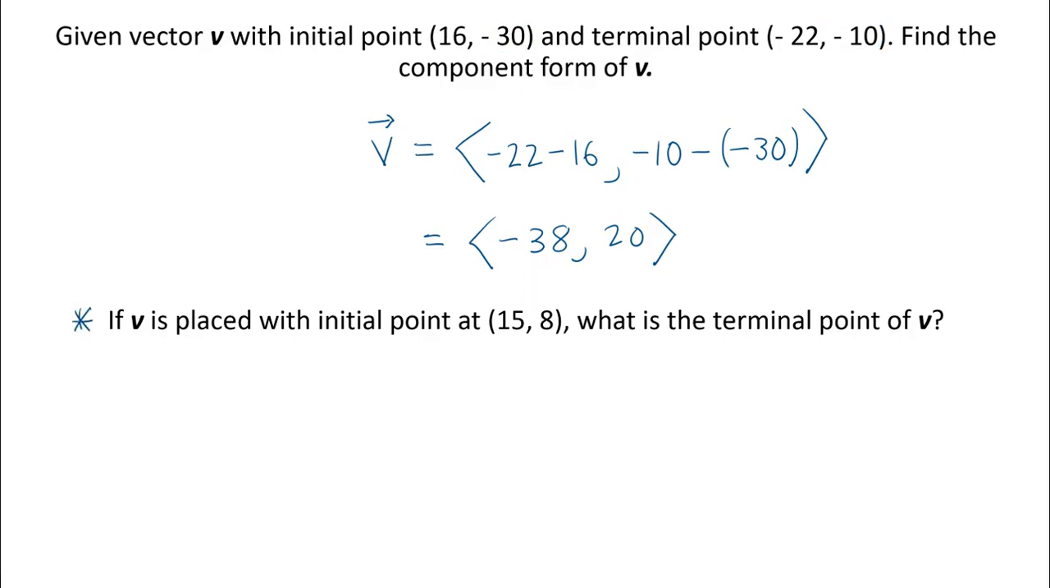So if vector v is placed with an initial point at (15, 8), what would be the terminal point of vector v? Well, we know that if we start at an x value of 15, we have to move 38 units to the left. And we know if we start at a y value of 8, we have to move up 20 units. And if we do those two things, that'll get us the terminal point. 15 minus 38 is minus 23. And 8 plus 20 is 28. So the terminal point of v would be at (-23, 28).